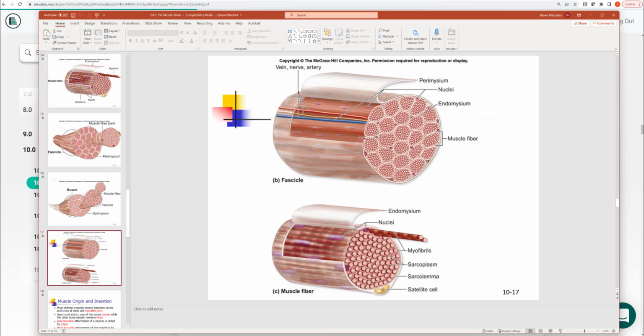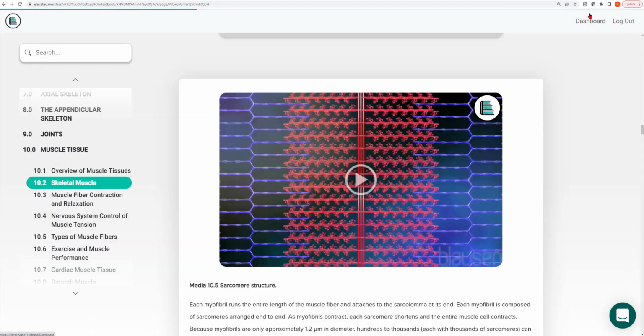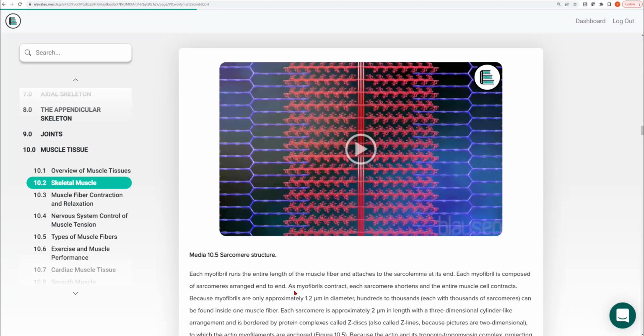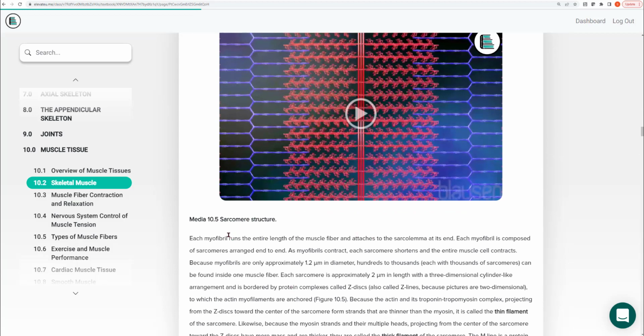Okay, so let's hop on back to Lawson, and let's look at this sarcomere story and what we're looking at here. This is going to take a little bit of imagination to figure out what we're looking at here. But again, a sarcomere is the functional unit within the muscle cell. In fact, let's figure out where a sarcomere is. A sarcomere is what makes up the myofibrils.